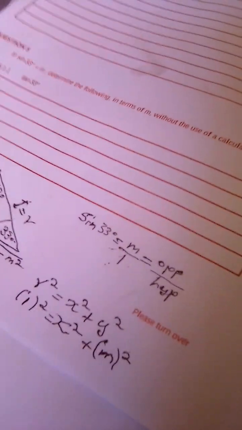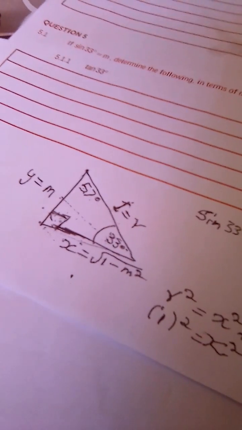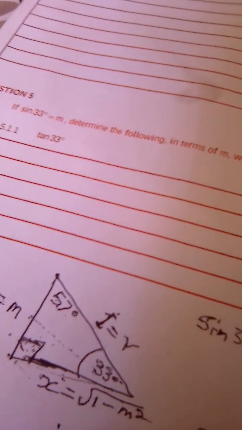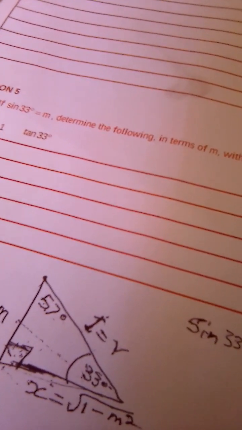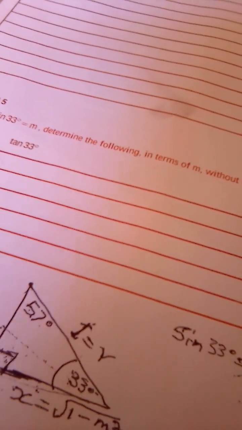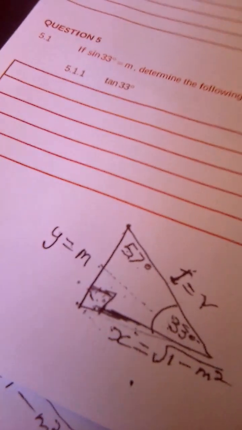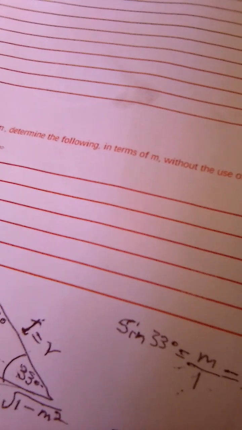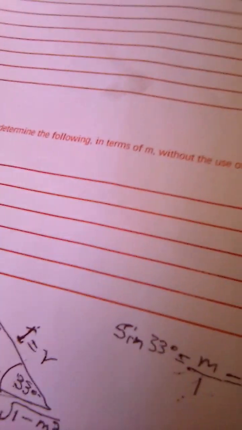Now we have filled up the triangle. Then we can start answering our question. Look at the question. The question is 5.1.1. They say that you need to determine the following in terms of m without using a calculator. Now here we have tan 33 degrees.